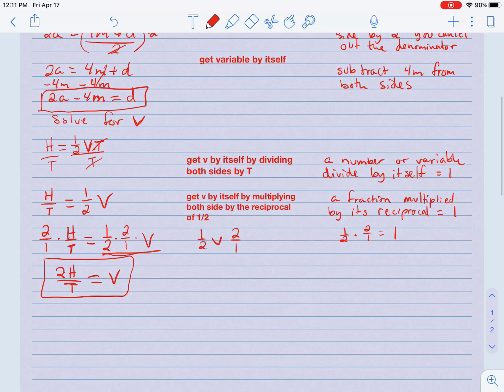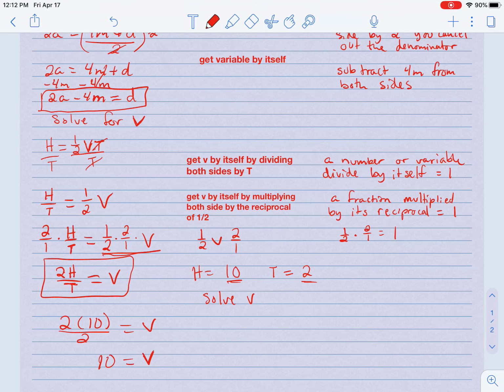And so one last thing that you're going to be asked on the assignment is, okay, let's say h equals 10, t equals 2, and now it wants us to solve for v. We can do that by just plugging these values in for the variables in the equation. So that'd be 2 times 10 divided by 2 equals v. And 2 times 10 is 20. 20 divided by 2 is 10. So there we've solved for v.